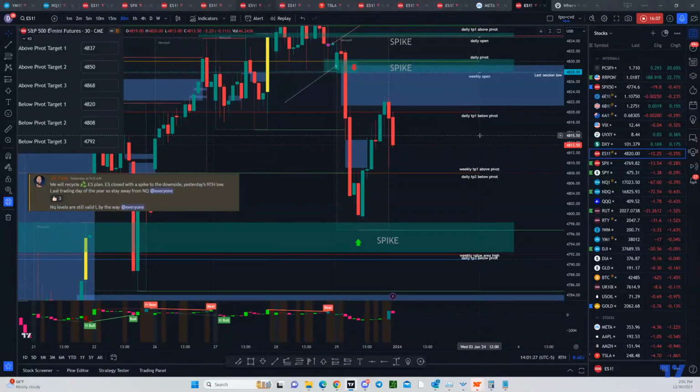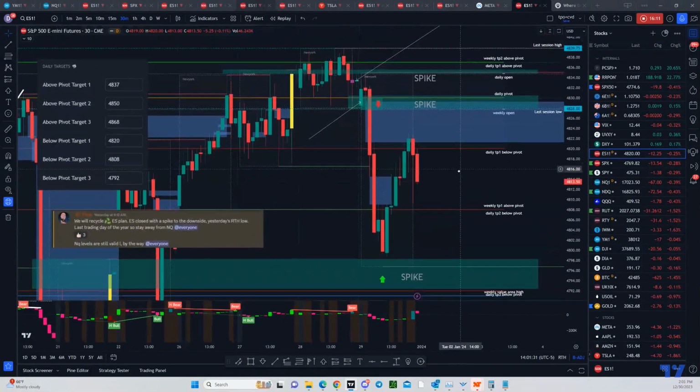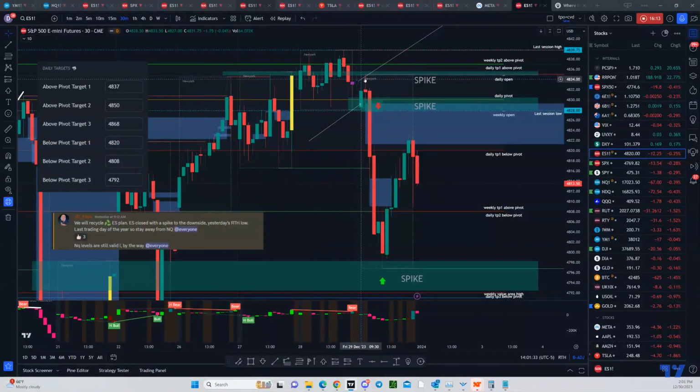Spikes are very important. The reason we kept trying to fade this was because, look at the size of this candle here. Look at the size of this candle. Look at the size of this candle. It gets a little bit smaller because it's running out of steam.